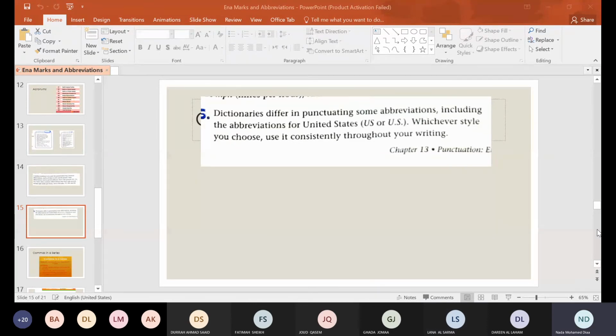Number 10, Layan Fadl. Yes, miss. Mr. and Mrs. Reynolds rise at 5 a.m. and sometimes do not finish their chores until 8 p.m. So we're going to put a period after Mr. and Mrs. And between A.M. and P.M. Yes, A dot M dot, P dot M dot. Excellent, dear.